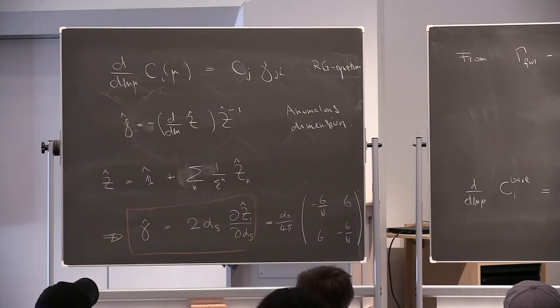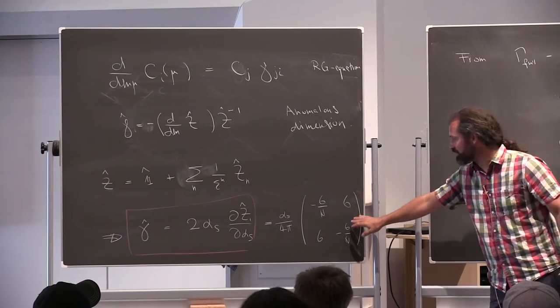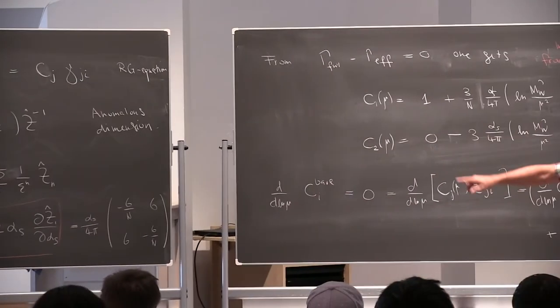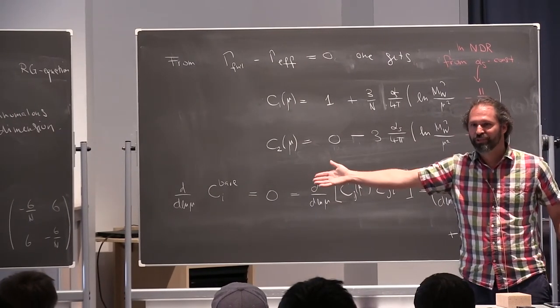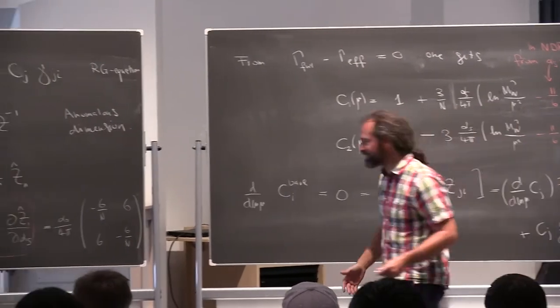In my expansion of what? Of Z. If you have alpha s squared corrections, then you get corrections. So this relation, the red one, is valid to all orders. The right hand side, of course, that's the one loop result. So this is plus order alpha s squared. This here.